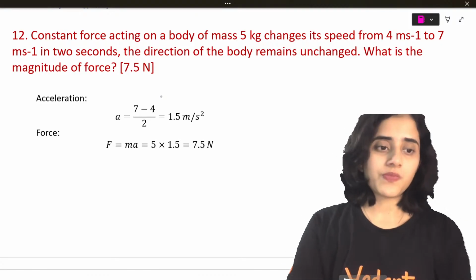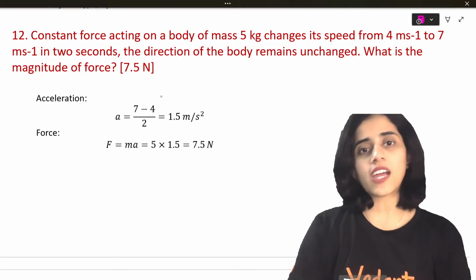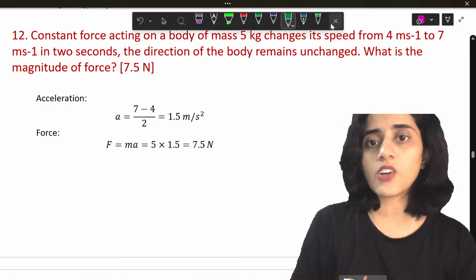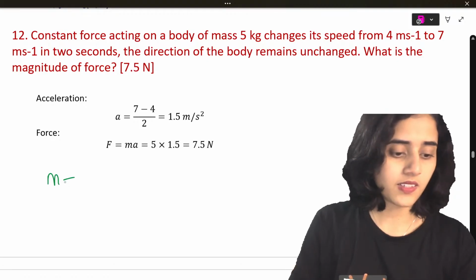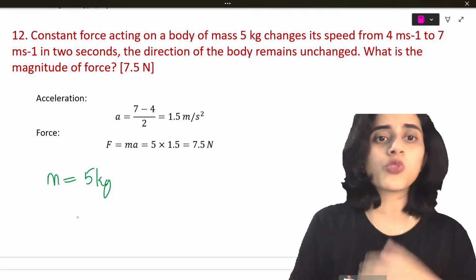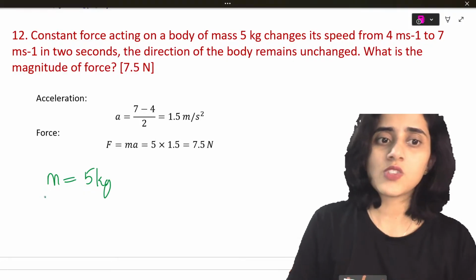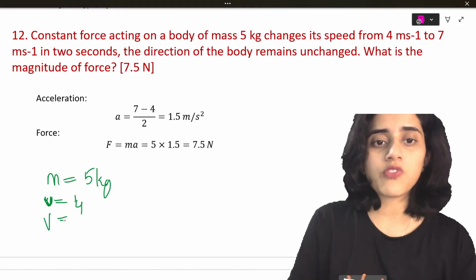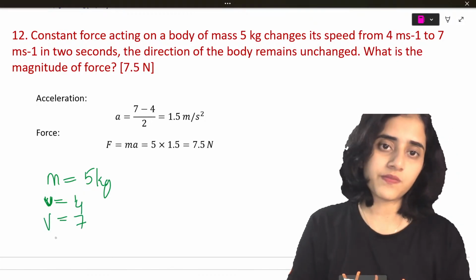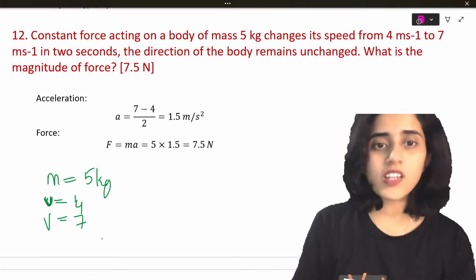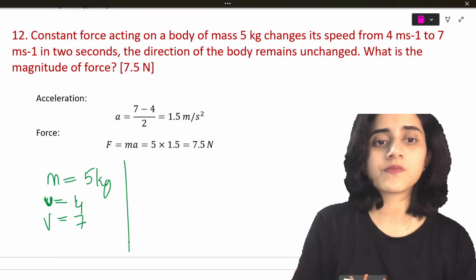Okay, next question. Constant force acting on a body of mass 5 kg changes its speed from 4 to 7 in 2 seconds. So initially it's 4, finally it's 7. The direction of the body remains unchanged. What is the magnitude of force?